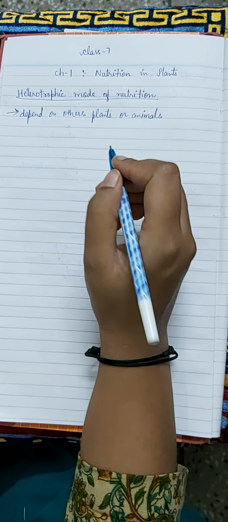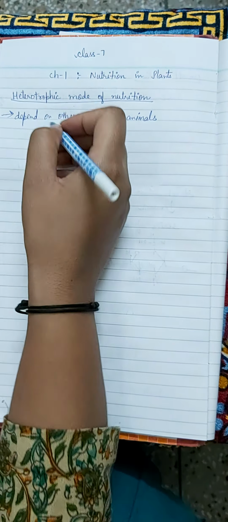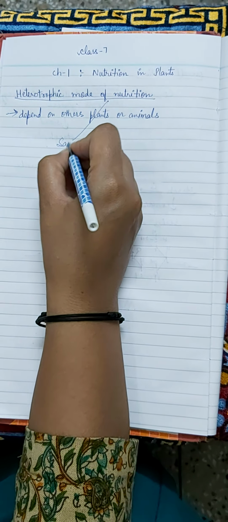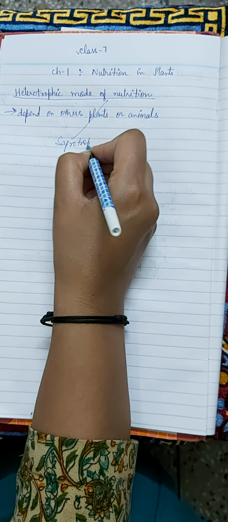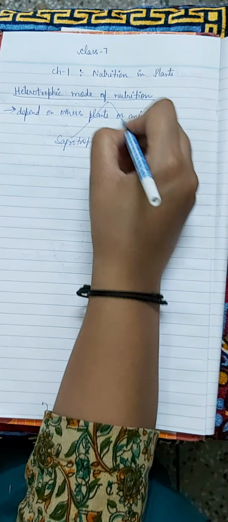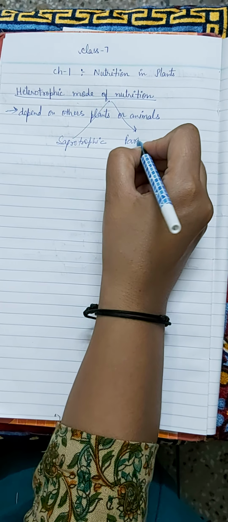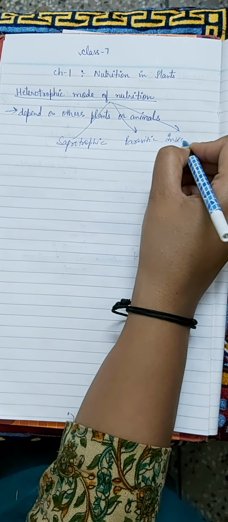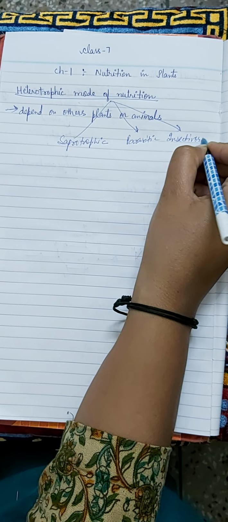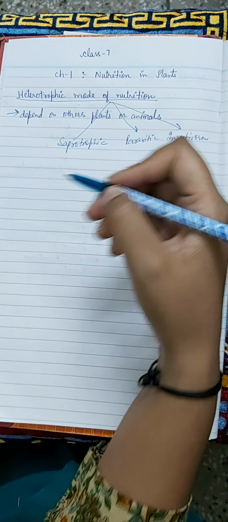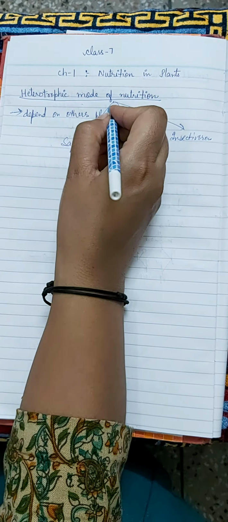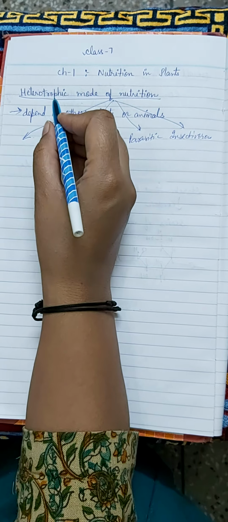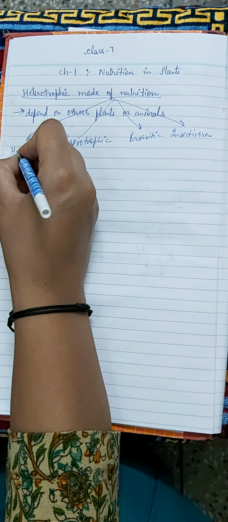First we will study the saprotrophic mode of nutrition. Like we can say it is saprotrophic, then parasitic, then insectivorous, and there is one another mode of nutrition that will come in the category of heterotrophic, that is holozoic.